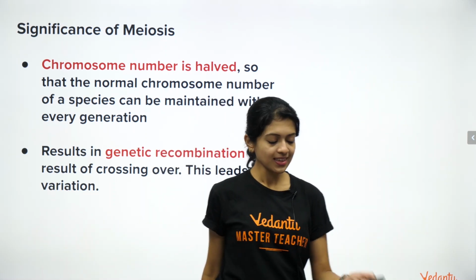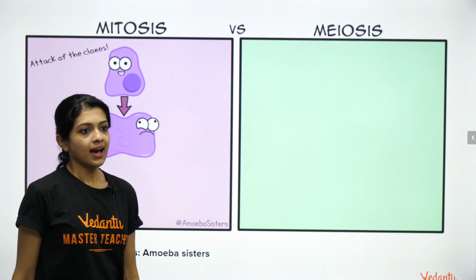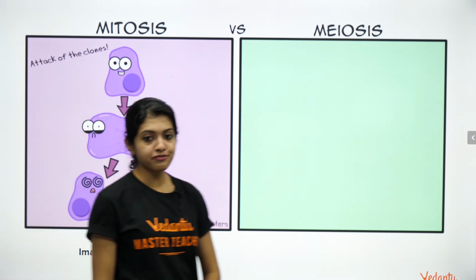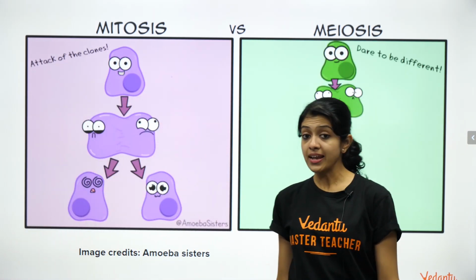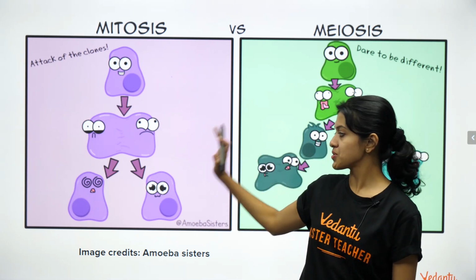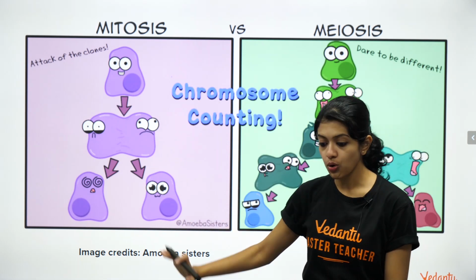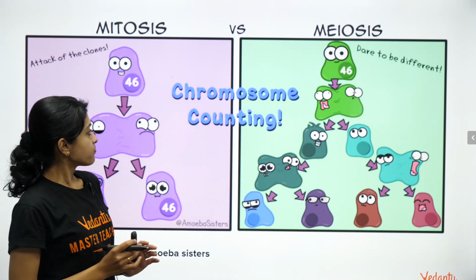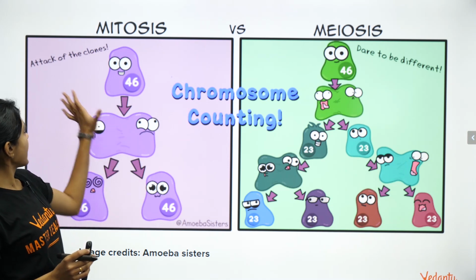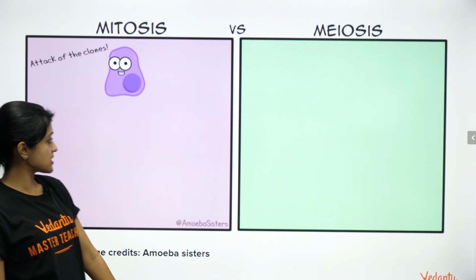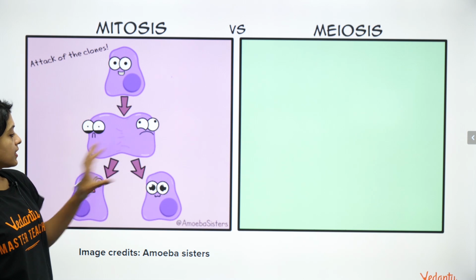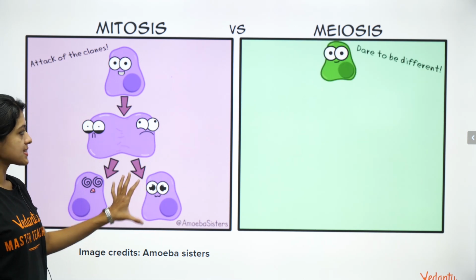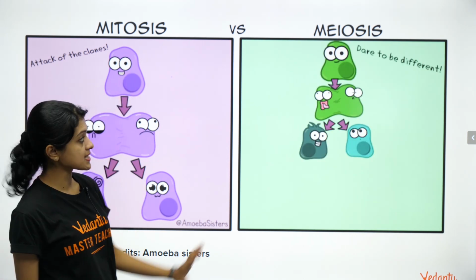So this, I just put it there because I found it a fun way of comparing mitosis and meiosis. Thanks to Amoeba Sisters for coming up with such a creative GIF. This is just saying attack of the clones, mitosis, right? Because the chromosome number is exactly the same in the parent cell and the daughter cells.